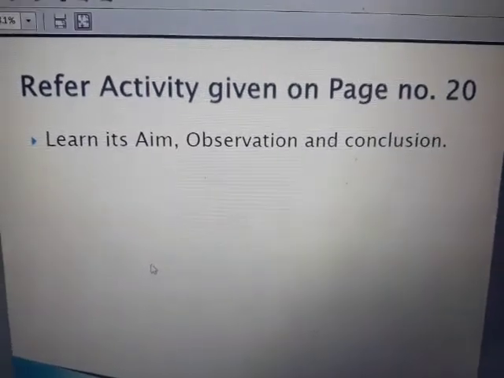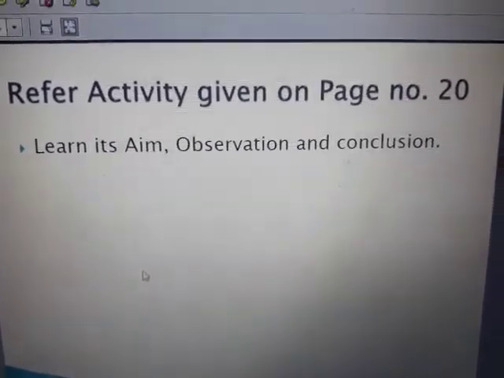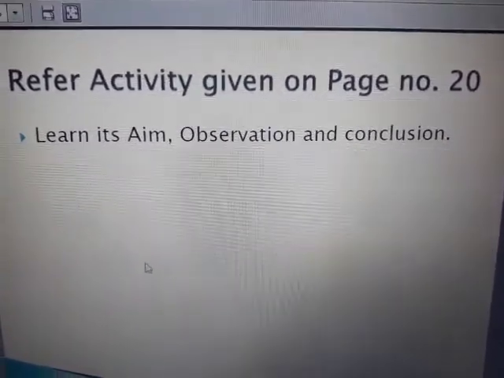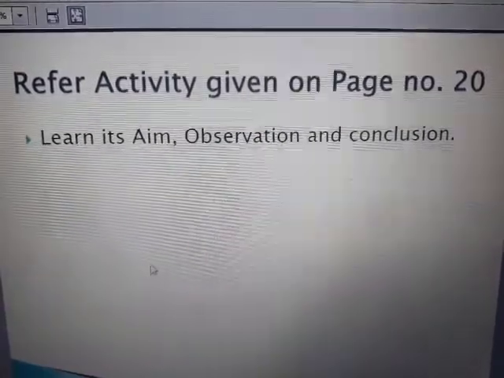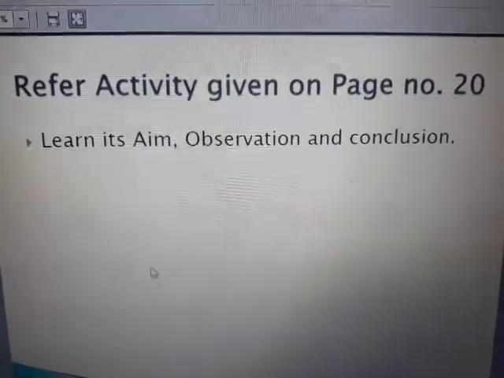Okay, there's one more activity which is given on page number 20. Even if you are not going to perform it, if you are able to perform it, please try it out. But if you are not able to perform it, you have to learn the aim, observation and conclusion. That is what is asked in the exam.